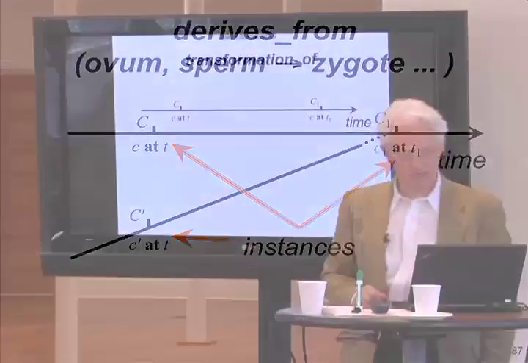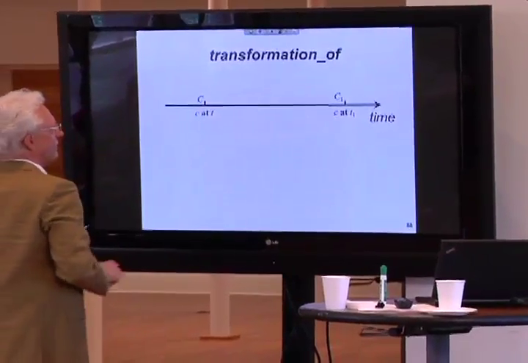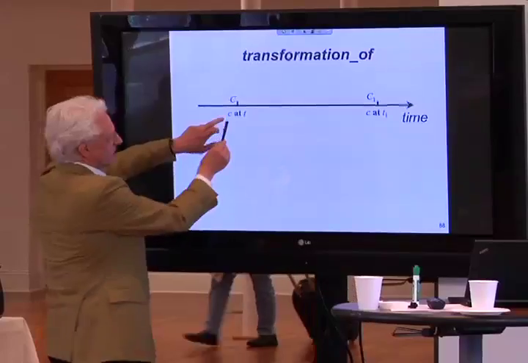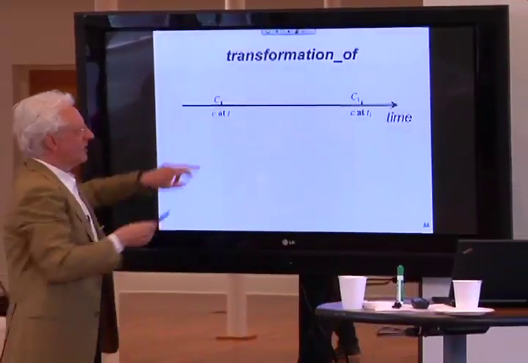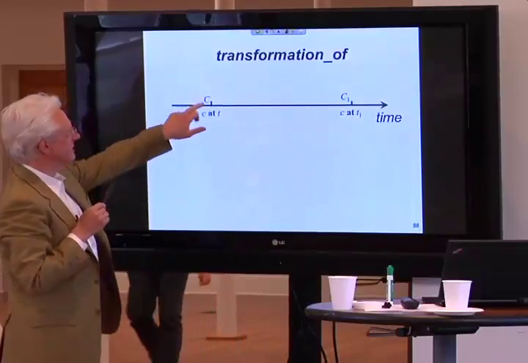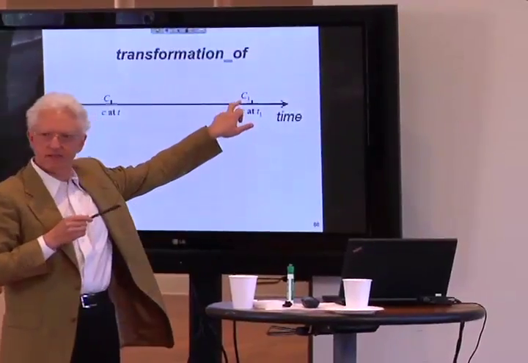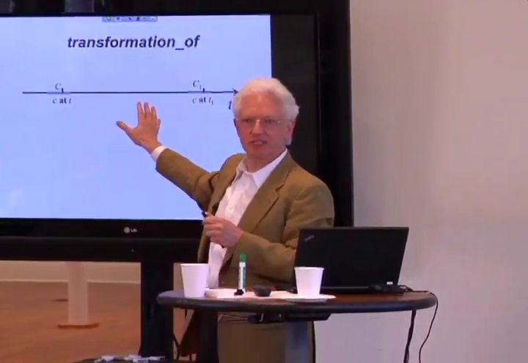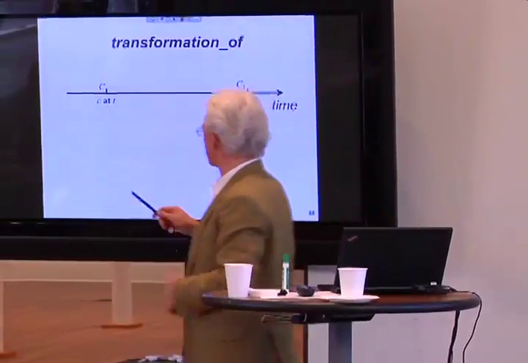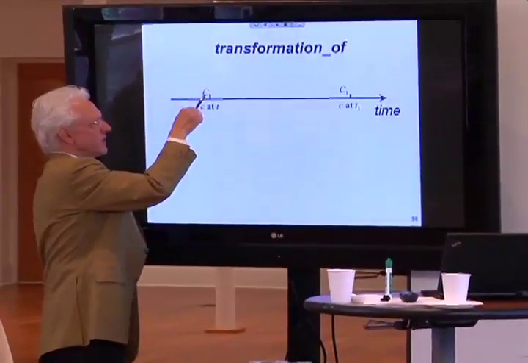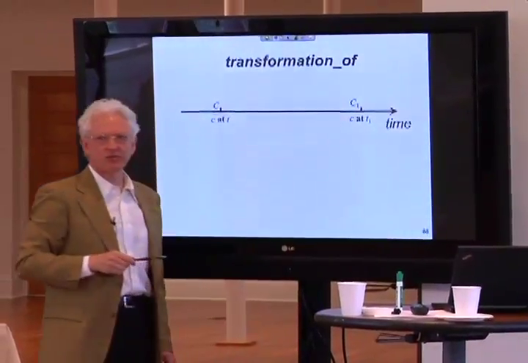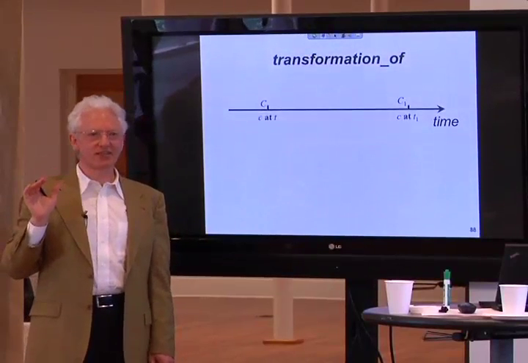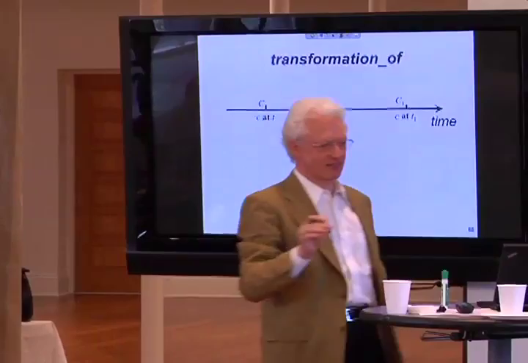And then we have a simpler case, which is transformation of, where one thing becomes another thing at a certain time. One instance stays the same. C is still C here. But at this time, C is an instance of big C, and at this time, C is an instance of big C1. Now, I used to think that I had a good example of this, which is what happens when you die. So you are now an instance of the type human being, but you are now an instance of the type corpse. Now, I'm not any more sure that that's a good example, but anyway, it will give you some idea.